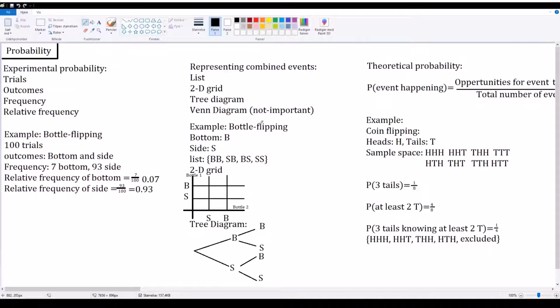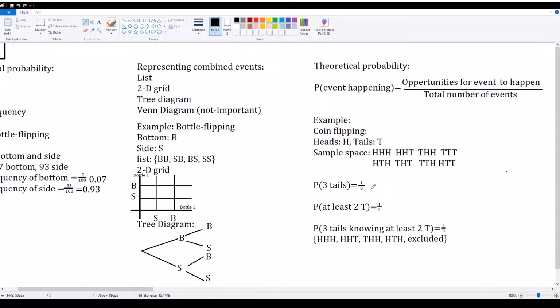So again, using an example with bottle flipping, this bottle has been flipped 2 times. The possible results are bottom, which we're going to shorten with B, and side, which is shortened by S. P of at least 2 tails is 4 out of 8, because 4 out of 8 of these have at least 2 T's, meaning that there's a 4 out of 8 chance, or a half chance, of getting at least 2 tails.